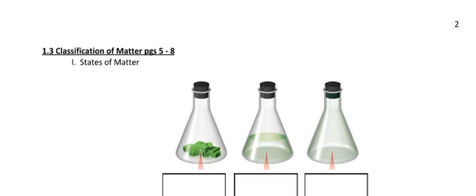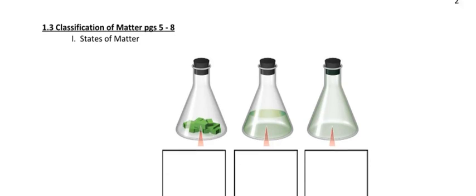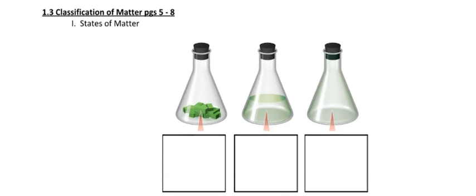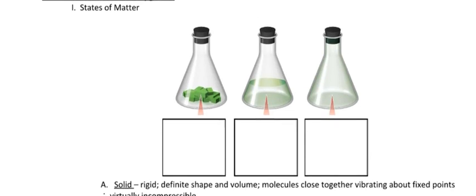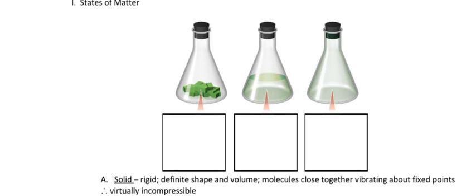Classification of matter. Again, this should be review. You've probably done this ever since you can remember. So let's just spend a couple minutes and then go on. So here we have 3 beakers. Hopefully you recognize this is a solid, liquid, and you don't see anything, so it's a gas. And what's a solid? It's rigid. It has a definite shape and volume.